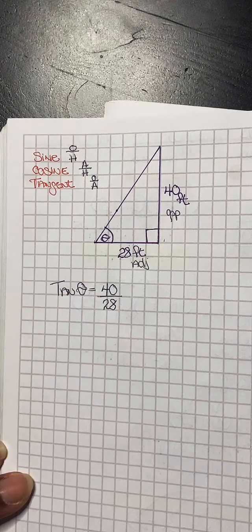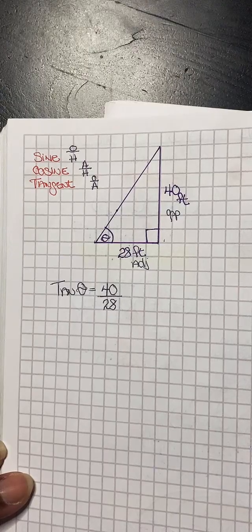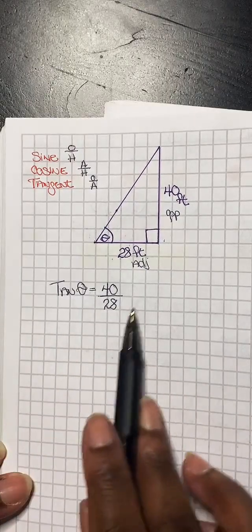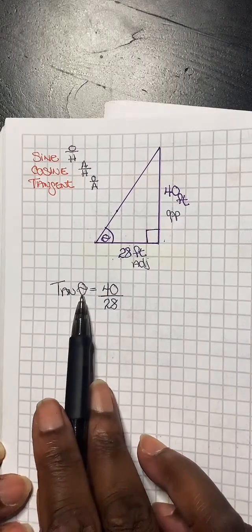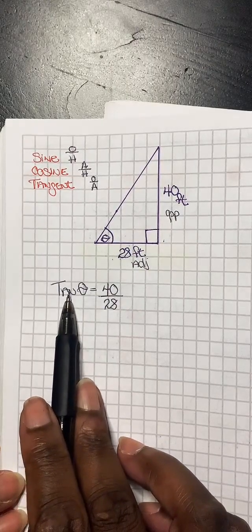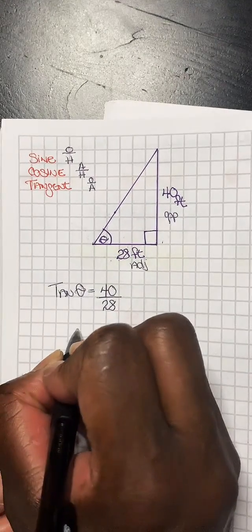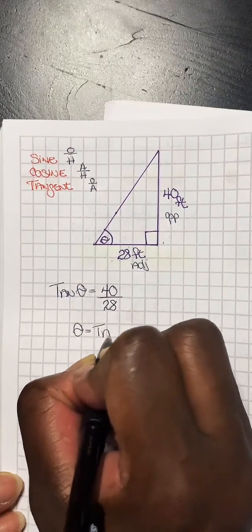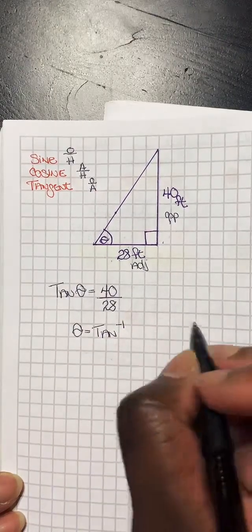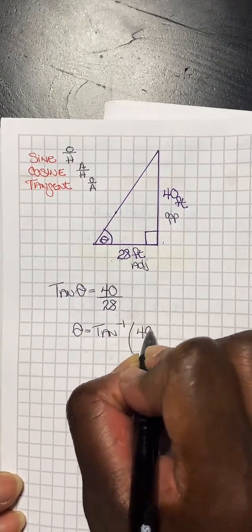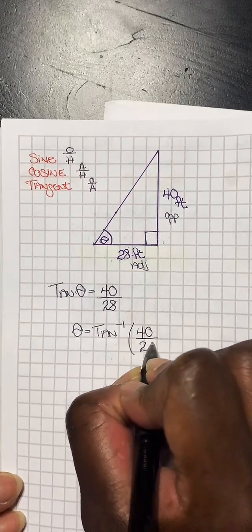So it's your opposite over adjacent. But we want to figure out what the measure of theta is. So this is the setup. But in order for me to get theta by itself, I have to do the inverse of tangent. So it's going to look like this. I have my theta. Then I will do the tangent of -1, that's your inverse, of 40 divided by 28.